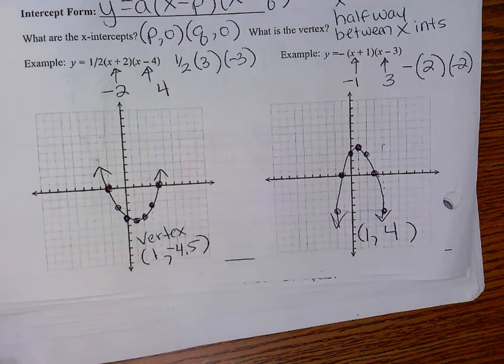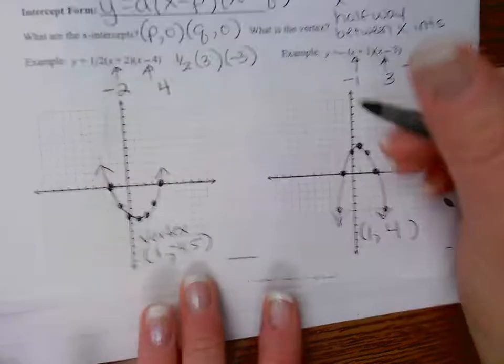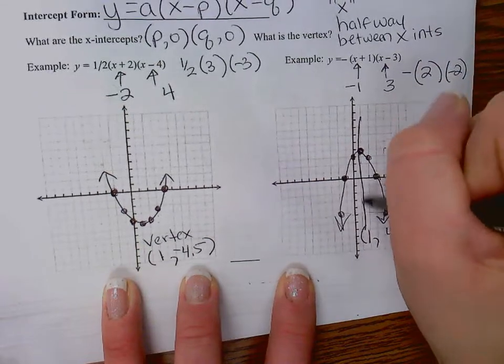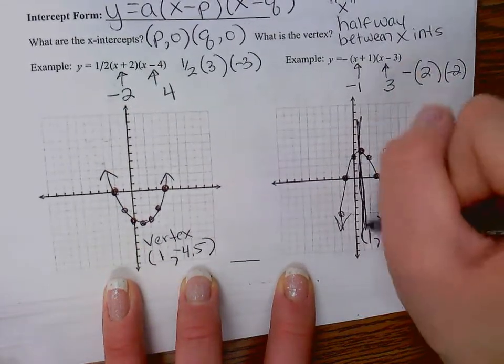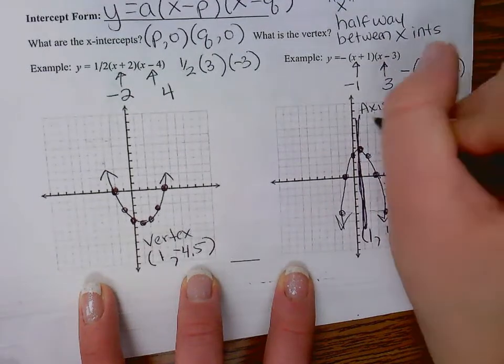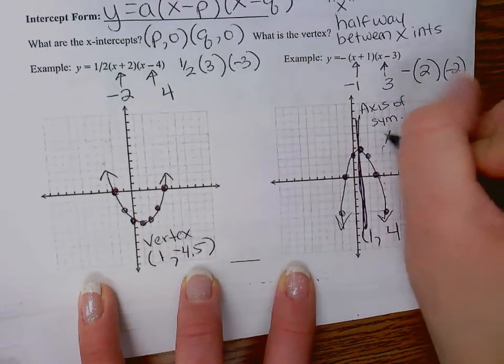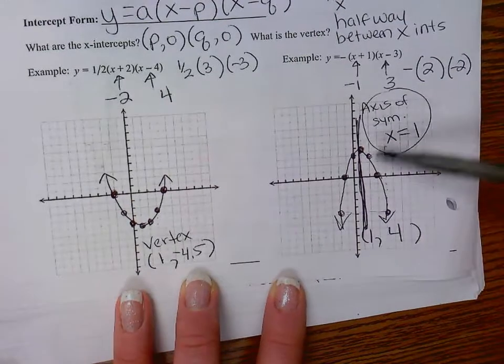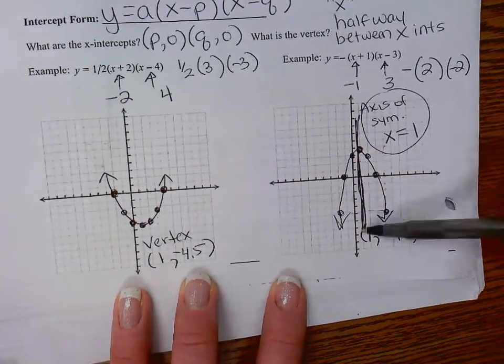I did not mention the word axis of symmetry or line of symmetry, but your book does. The line of symmetry just cuts through the vertex vertically, so they call this the axis of symmetry. In this case, it would be at x equals 1, because that's where that vertical line is.